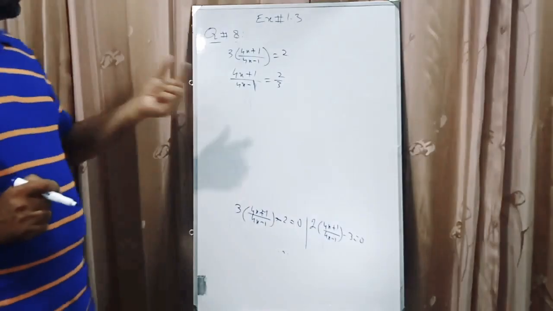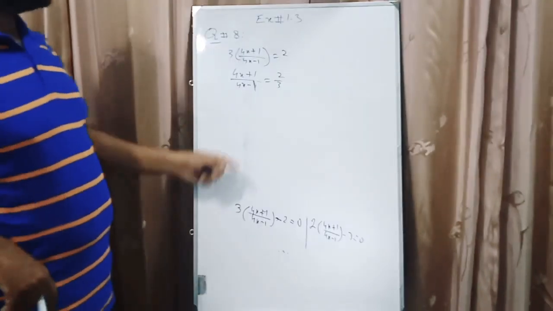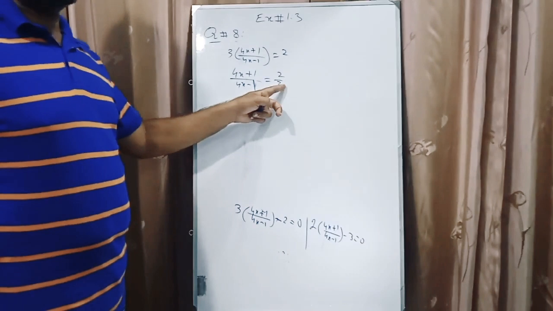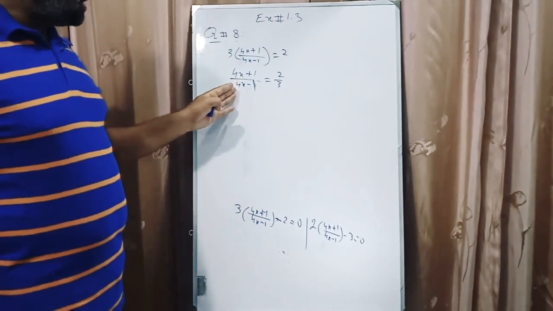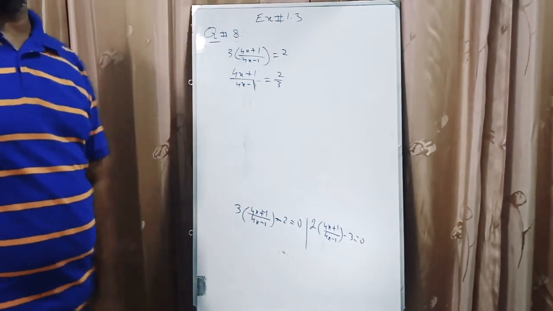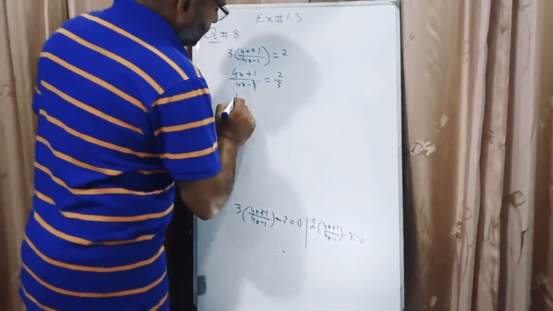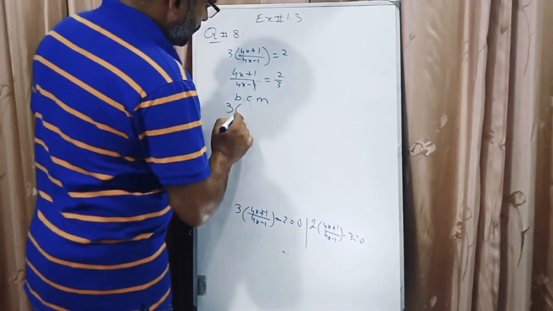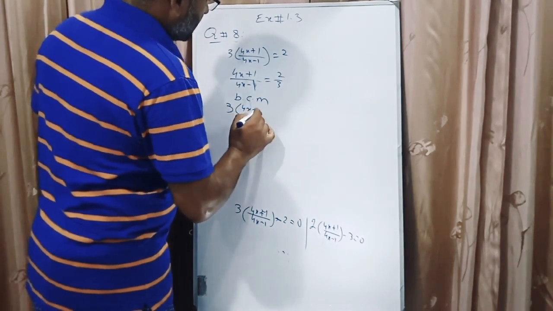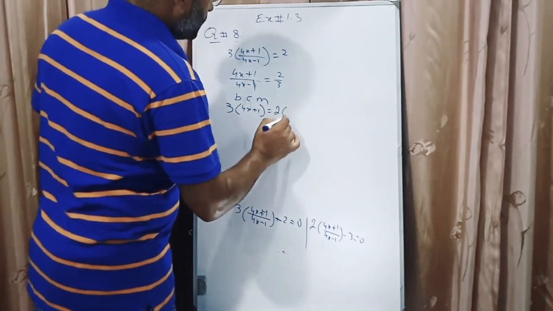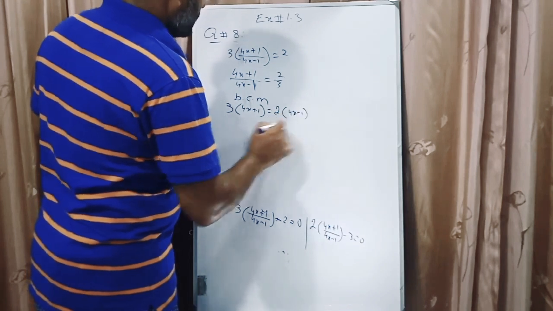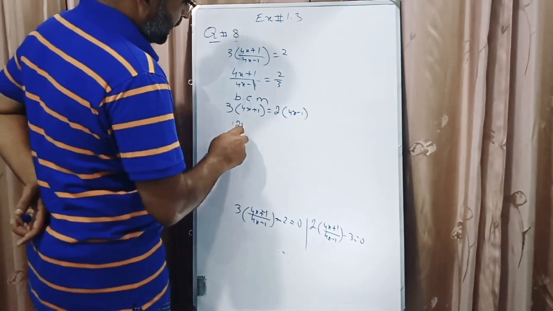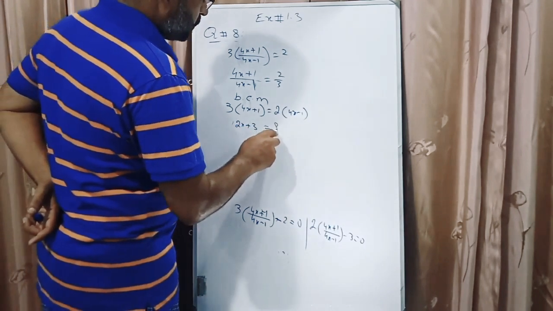Students, here we will do the cross multiplication. Cross multiplication means numerator of one side will be multiplied with the denominator of the other side, and denominator of the left side will be multiplied with the numerator of the other side. So we get 3 into 4x plus 1 is equal to 2 into 4x minus 1, and multiplying 3 with both the terms, we will get 12x plus 3 is equal to 8x minus 2.